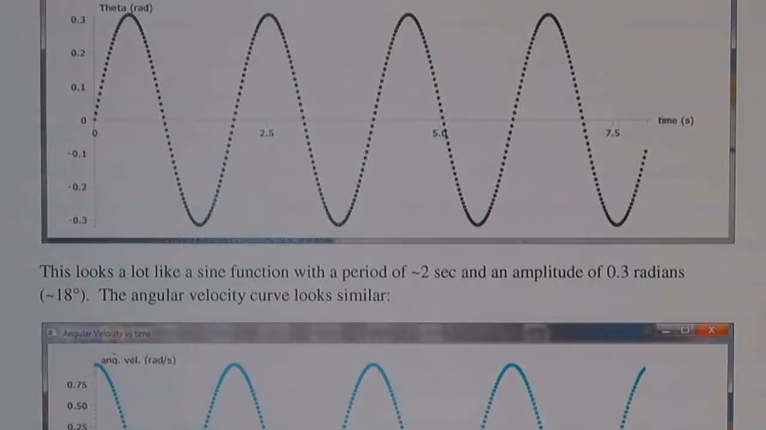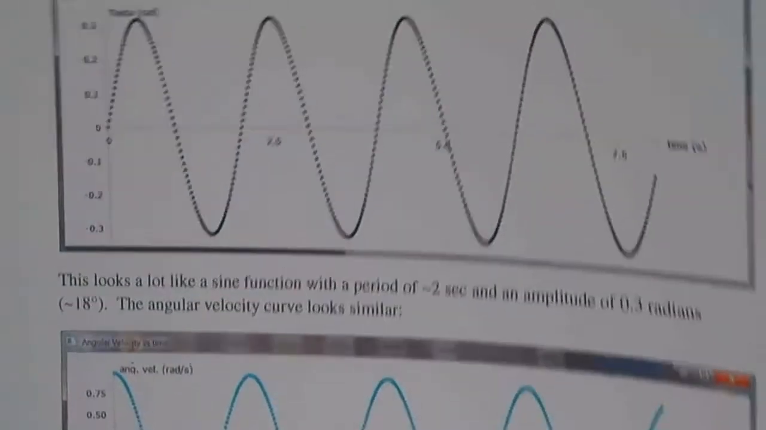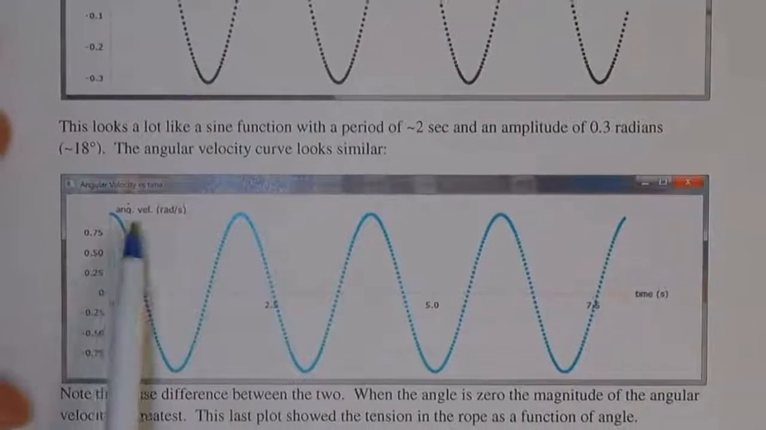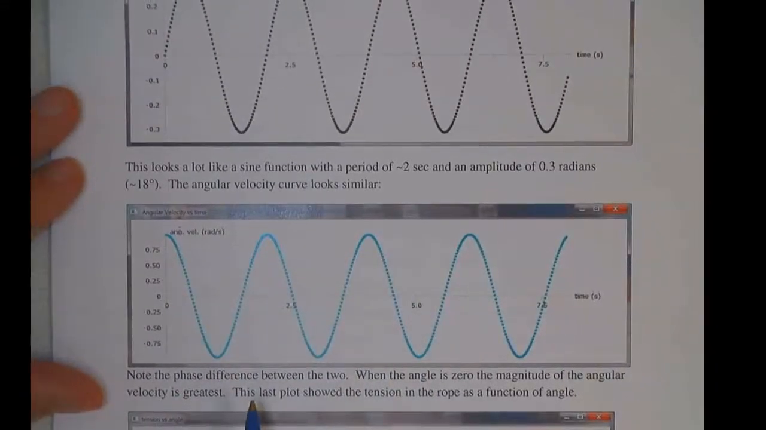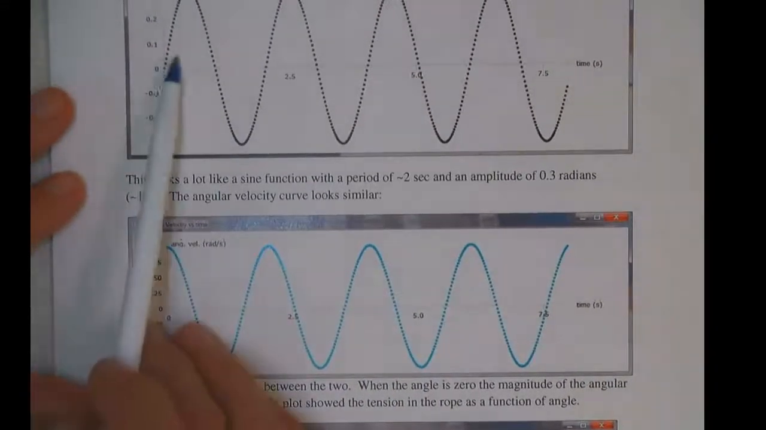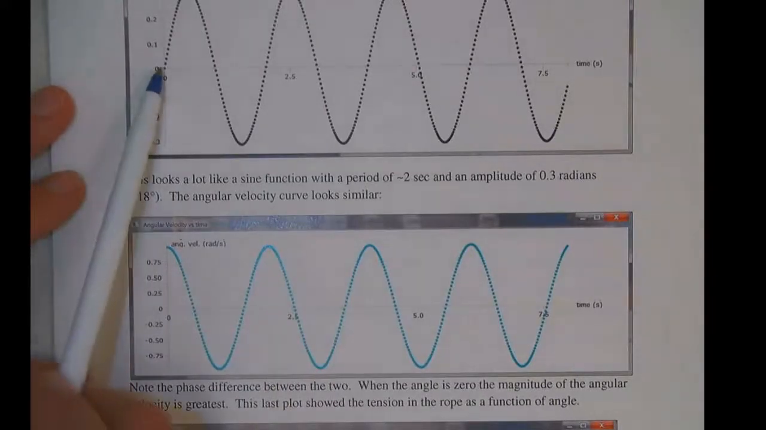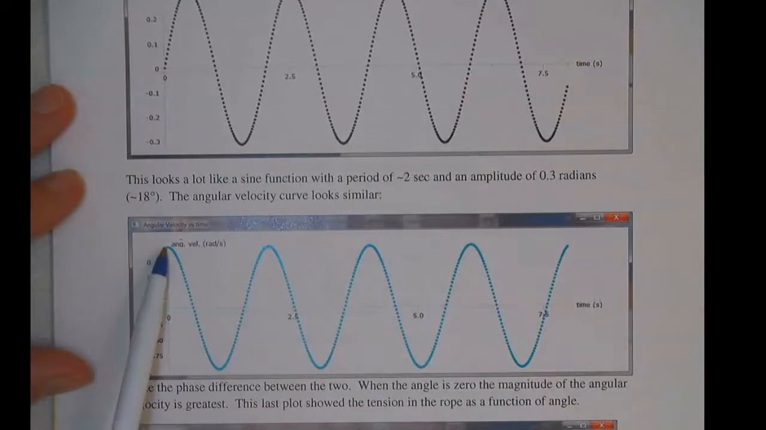All right? If we look at the angular velocity, we see that it also looks sinusoidal. All right? And it's out of phase with respect to theta. So that we started at the bottom where the theta was equal to 0, but the angular velocity was a maximum. It was a maximum clockwise velocity. That's the way I chose to start it.